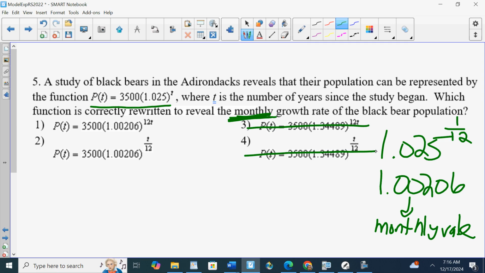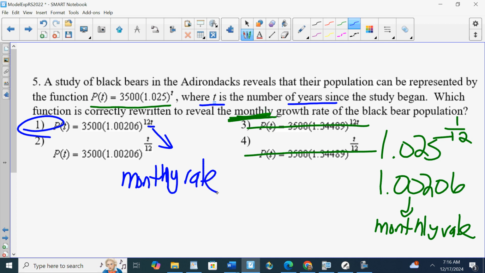Now, you need to pay close attention to what the variable represents. The variable is t. T represents years. How many times per year do I get the monthly rate? 12. I get the monthly rate 12 times per year.